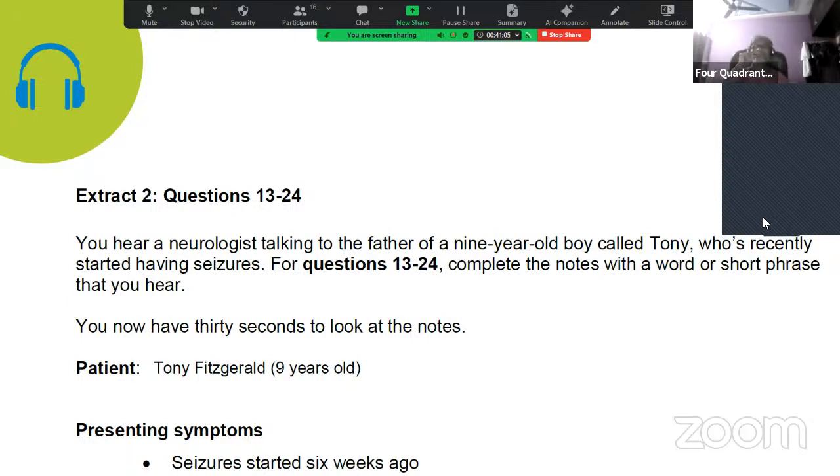So be careful. Nobody should write capital letters unless and until it is a must. Everyone is writing capital letters. I don't know why. So nobody should write a capital letter. Right. Seizures. Okay.